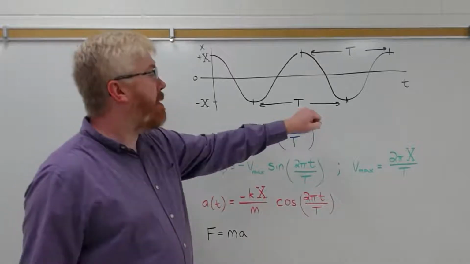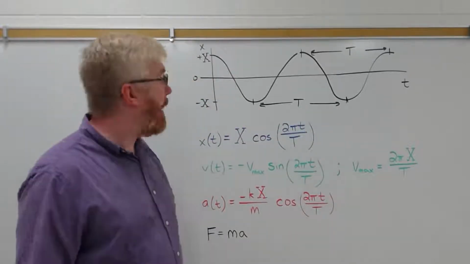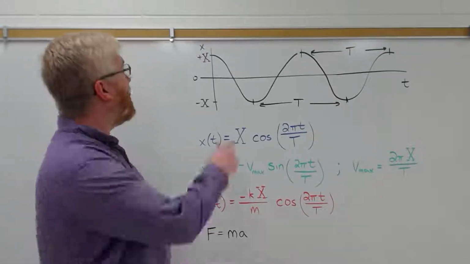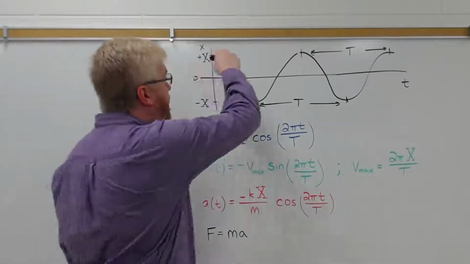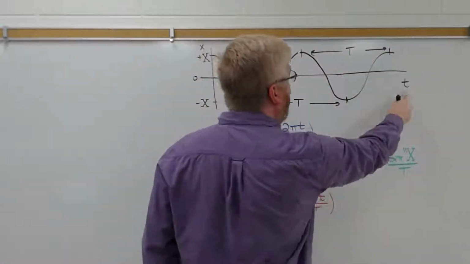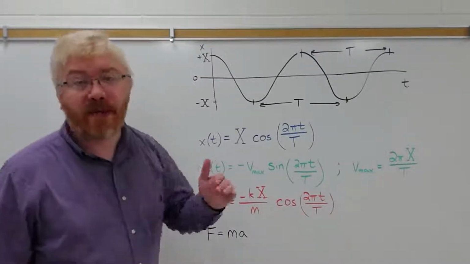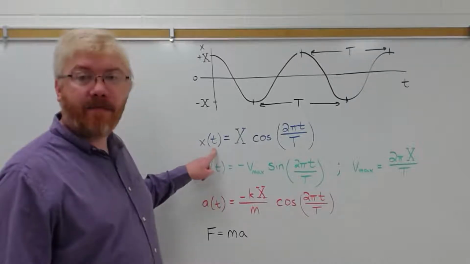If I know the period, and I know what the amplitude x is, I should be able to come up with an equation that tells me what the actual displacement x is as a function of time, because x is clearly changing as time is changing. Well, there's a relatively simple relationship that gives the position at any time t.